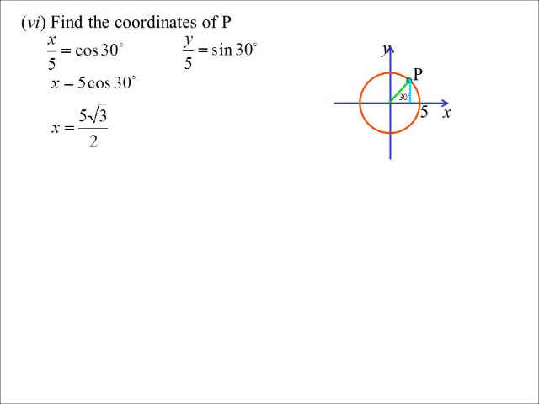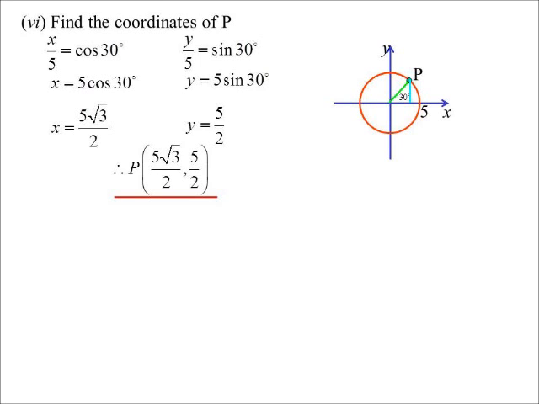Y on 5, well now we're talking about the opposite. Sine of 30, sine 30 is a half. The y coordinate's 5 on 2. So there's our point. 5 root 3 on 2, 5 on 2.